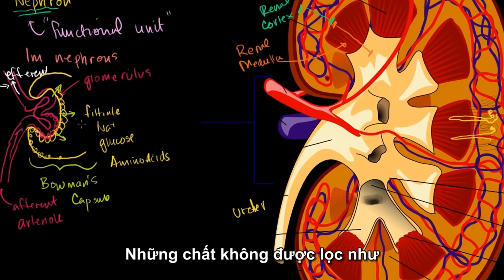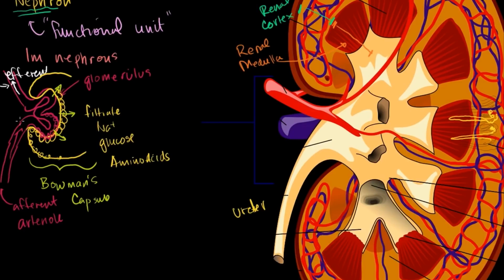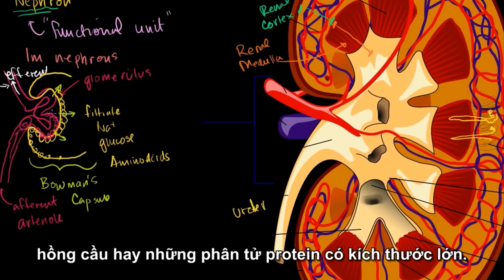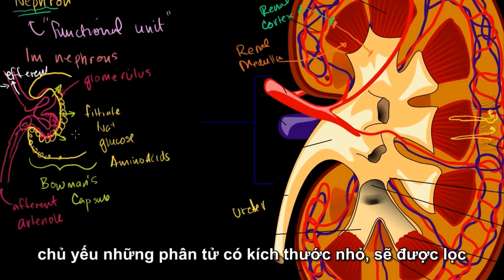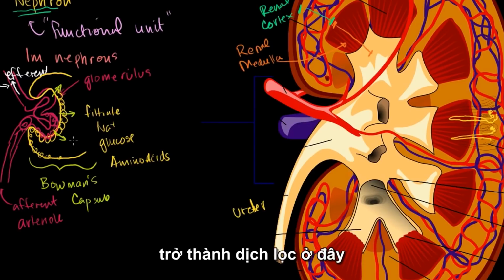The things that do not get filtered are things like red blood cells, or larger molecules, larger proteins. They will not get filtered. It's mainly the small molecules that'll get filtered, that'll be part of this filtrate that shows up here in the Bowman's space.